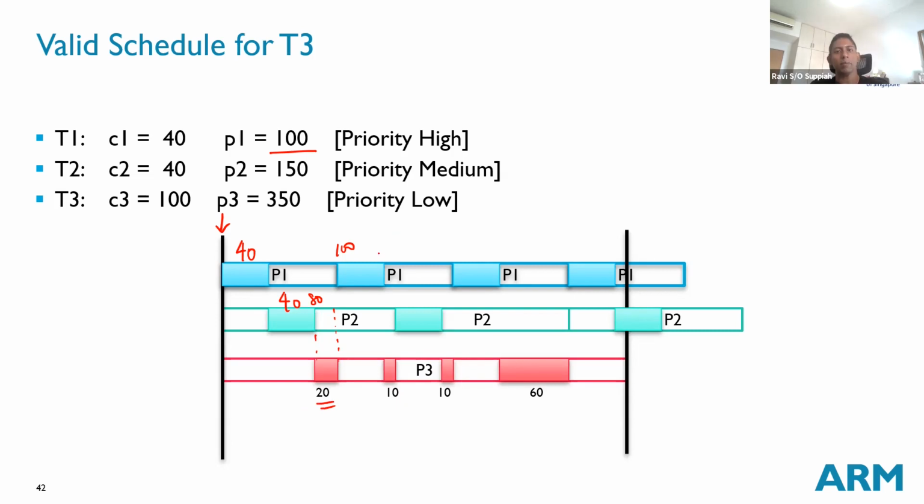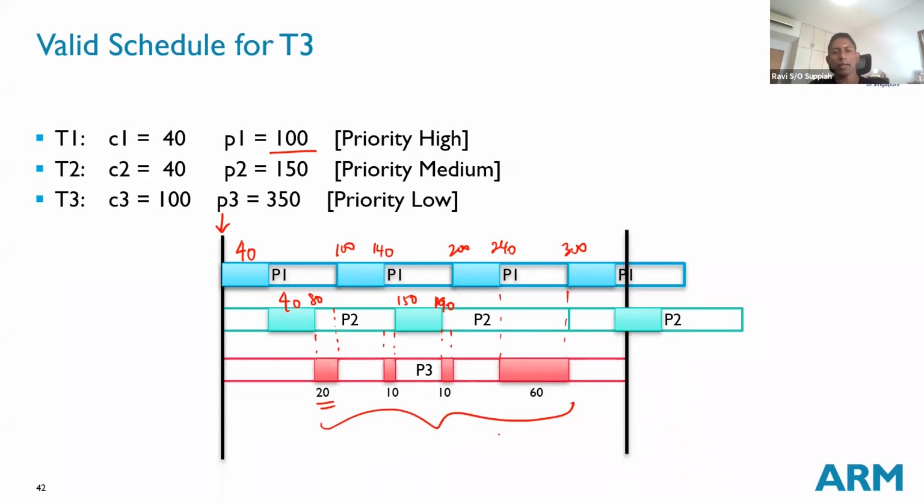The same thing over here. When the second iteration of task 1 is done, I finish at 140, but task 2's second iteration happens only at 150, which means I have another small block of time here. When task 2 finishes at 190, the next iteration of task 1 happens at 200, so I have another 10 units of time here. And when task 1 finishes at 240, the next iteration is at 300, which means I have another 60 units of time here.